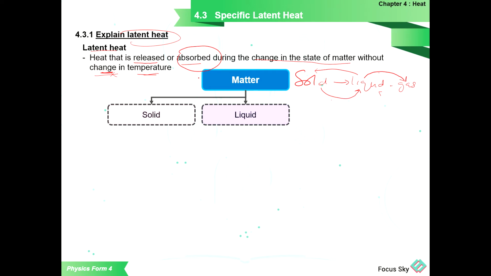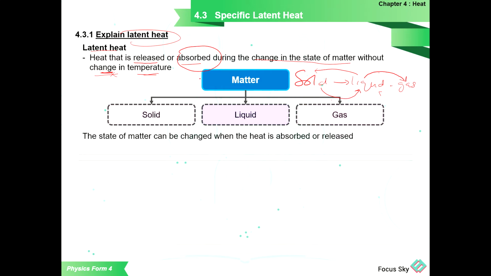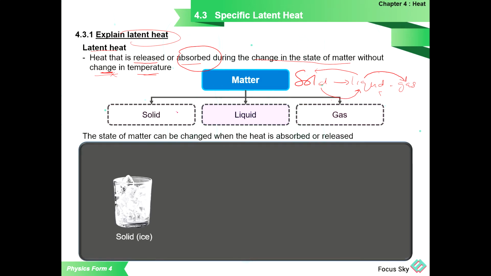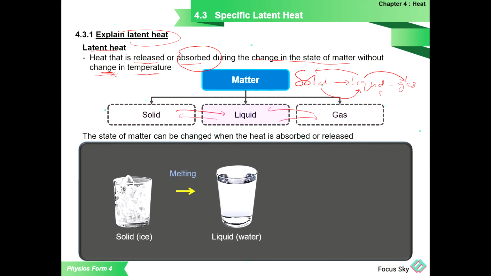So we have three states of matter as I explained. Solid can become liquid, liquid can become gas, and the other way around. So during the process, no change in temperature, but heat is there. Either it's absorbed or released, just the temperature does not change.